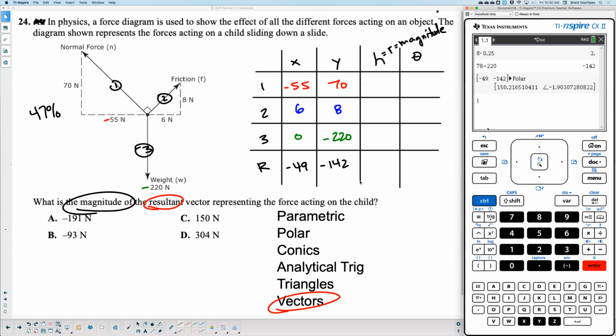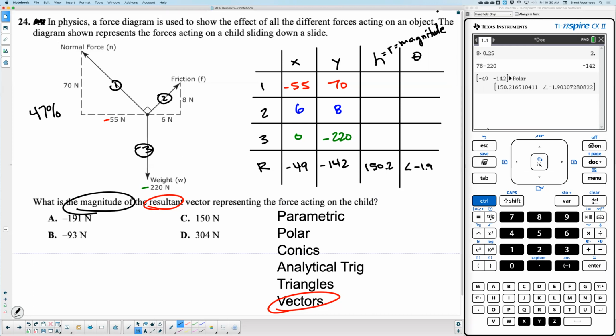X squared plus y squared equals h squared. Now we'll give you h as well. I'm getting 150.2 and an angle of negative 1.9 radians. So the answer is C.